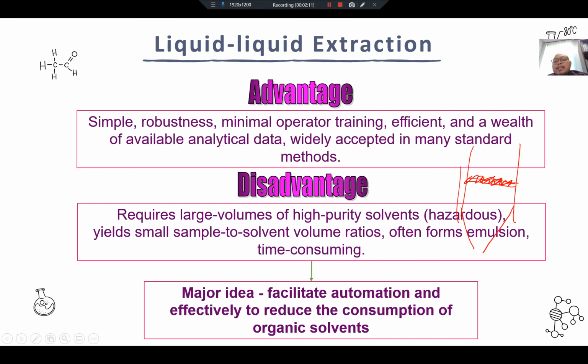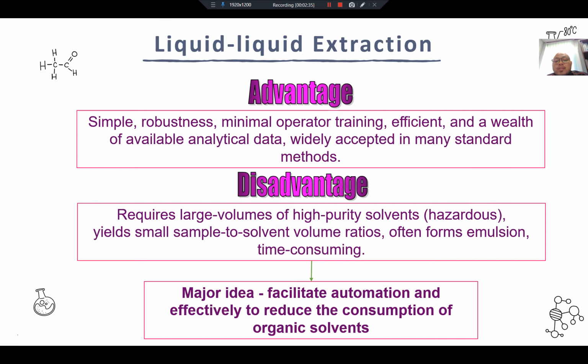Okay, and it's time consuming. Because sometimes you need to do multiple extractions, for example up to 5 times. So you shake and extract, shake and extract, then you have to go back. Then sometimes after doing it many times, you need to pre-concentrate. So it's actually quite time consuming.